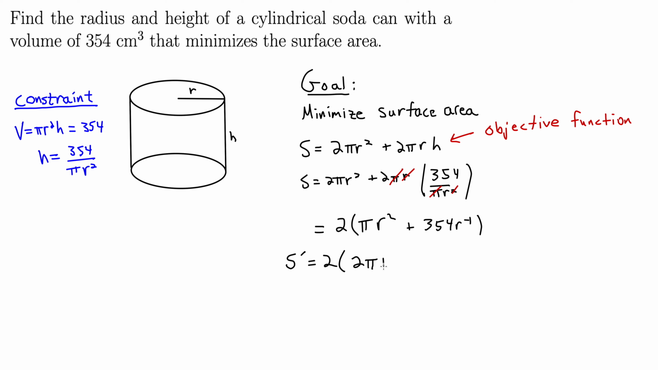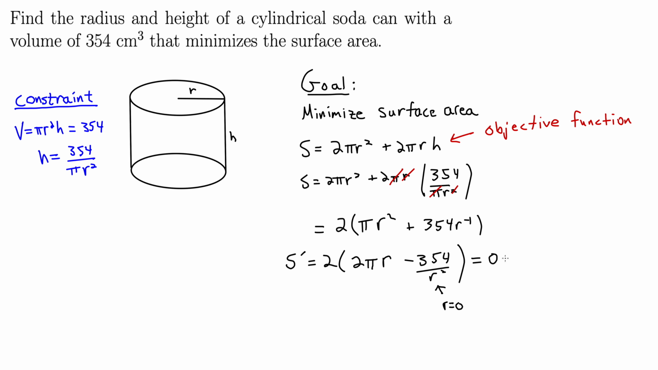So we have 2 pi r minus 354 over r squared. All right, and that's what we want to set equal to 0. Note that we do have a case here for a critical point where r equals 0, but that's an absurd case of a 0 radius, which would then require an infinite height to get any kind of surface area whatsoever, so we'll toss that one out in this case.